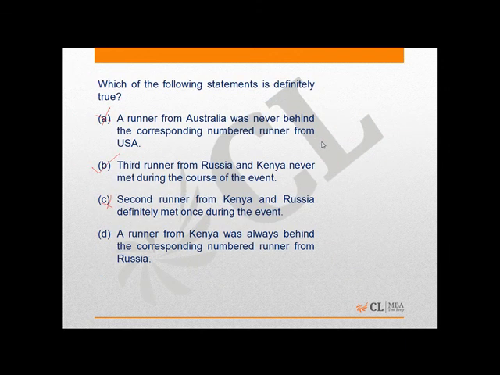That means the runner from Kenya was not always behind, it was behind only for the first three runners case. And the fourth runner for Kenya was ahead of the fourth runner of Russia. That means this statement is again wrong. So the answer is option B.